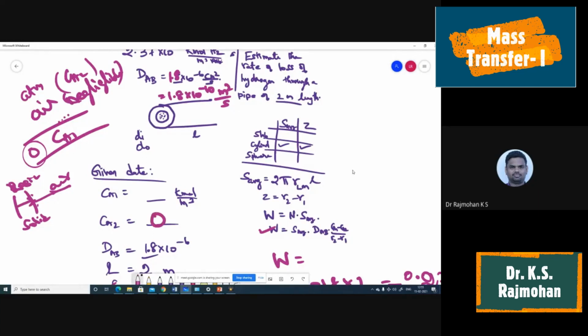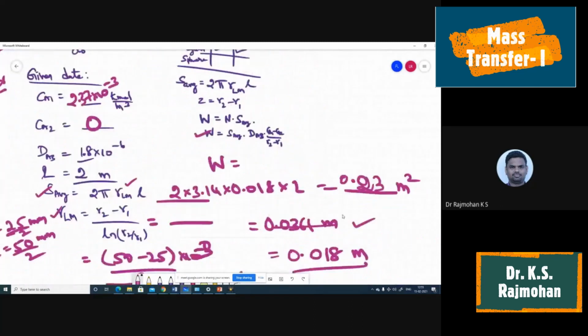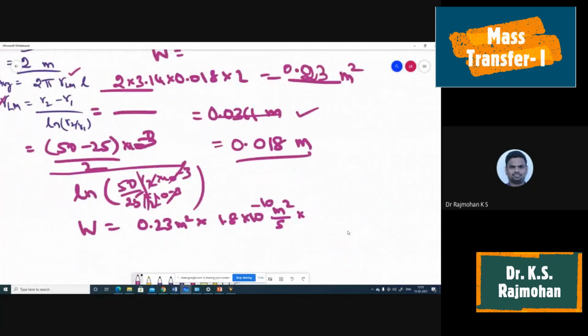Okay, so CA1 is directly given, right? How much? 2.37 into 10 power minus 3. So now we can substitute: 2.37 into 10 power minus 3 minus 0, divided by R2 minus R1. That is 50 minus 25, 25 by 2, 12.5 into 10 power minus 3. Okay, and check the units also.